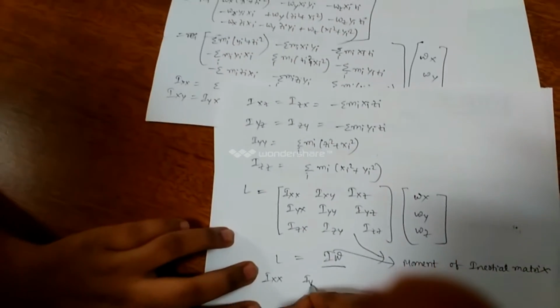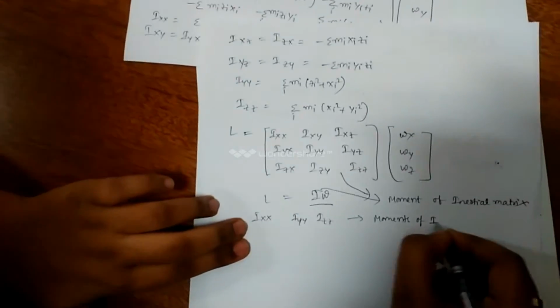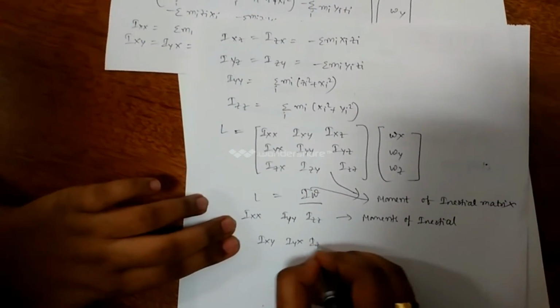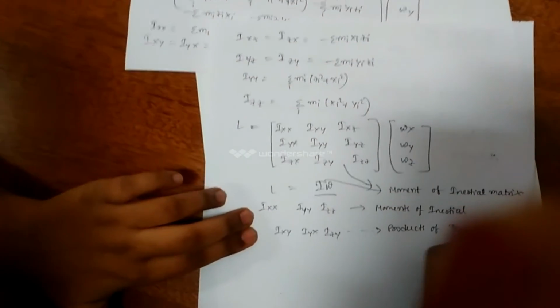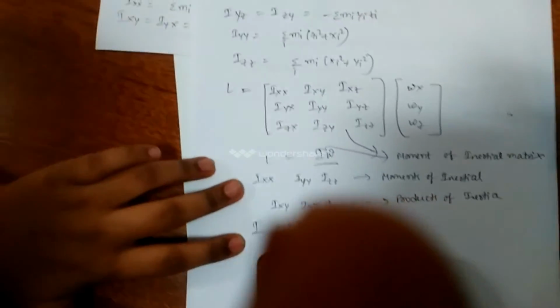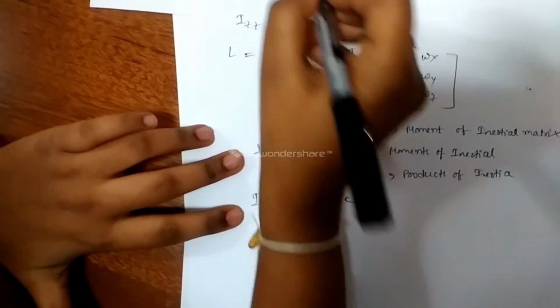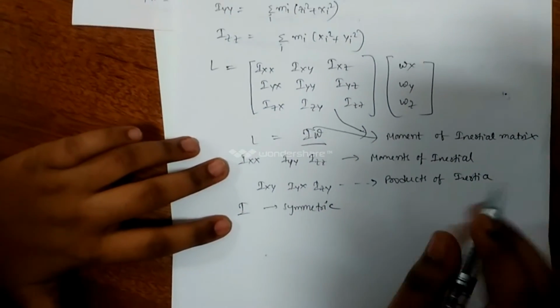And the elements in this, that is Ixx, Iyy, Izz, these three elements are diagonal elements. These three elements are called moments of inertia. All the rest of the elements, that is Ixy, Iyx, Izx, etc., all other elements are called products of inertia. So this capital I matrix is called the moment of inertia matrix, and this matrix is symmetric, as we see this is equal to this is equal to this.